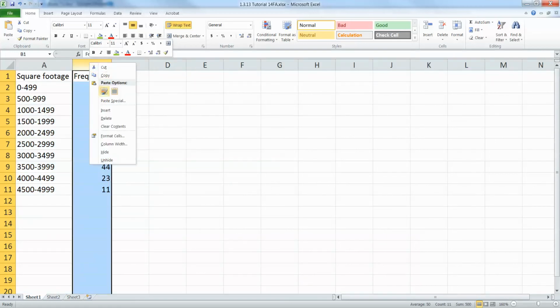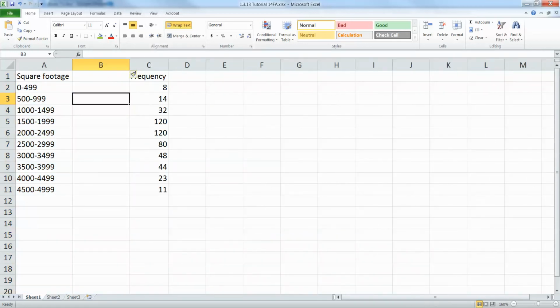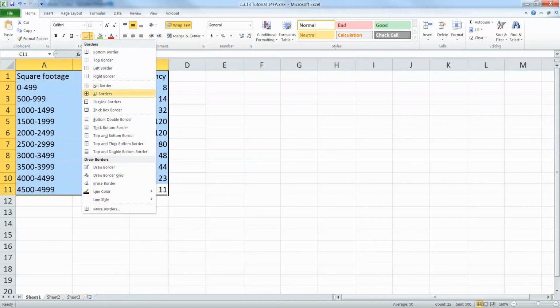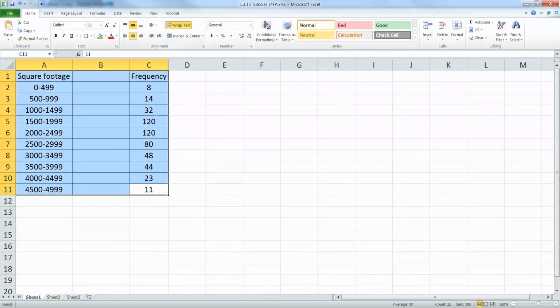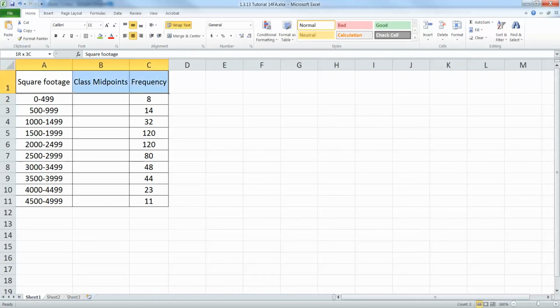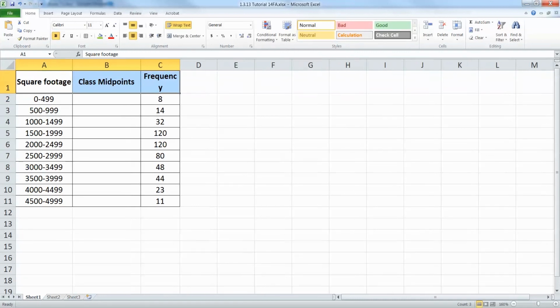Now the thing about this is that you cannot type in the square footage like you would like to into a calculator. If you tried, it would freak out on you. It doesn't know what you want. It would think you mean 0 minus 499, which would be negative 499. So what you need are class midpoints. And again, does not have to be in Excel. You could be writing this down on a sheet of paper.